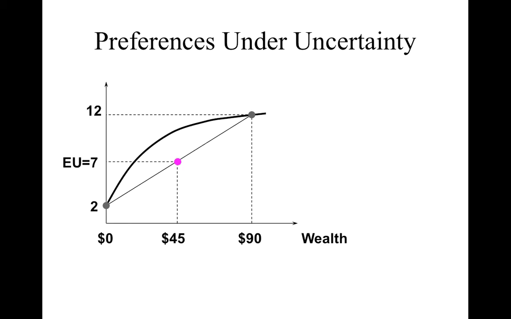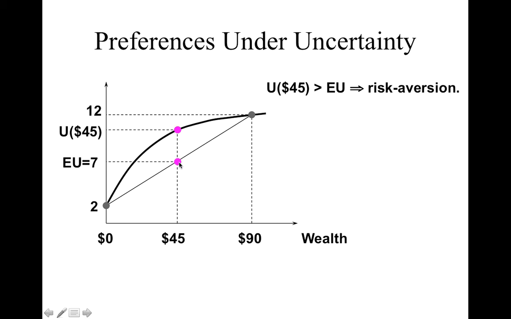Can we use a diagram to show that? Sure. So here on the x-axis, we are basically calculating wealth. On the y-axis, we are looking at utility. Now here, we are going to look at two numbers specifically. What is the utility that I'm going to get from having $45 for certain versus what is the expected utility of the gamble.